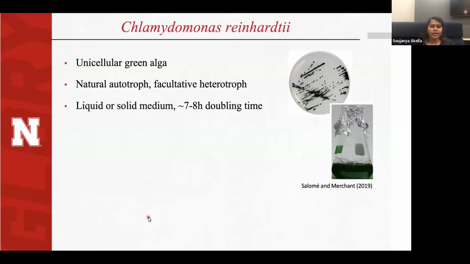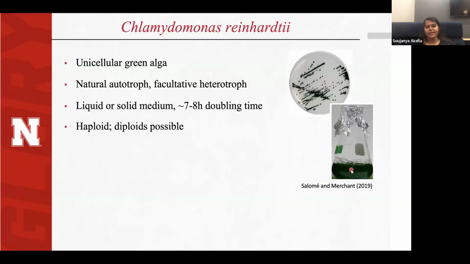It can grow on both liquid and solid media. Solid media means on an agar plate, as you can see here in this picture, or in liquid media. And its doubling time is not too bad, although it's not as great as E. coli, which I think is like 90 minutes or something, maybe even lower than that, actually. So it takes about 7 to 8 hours to double.